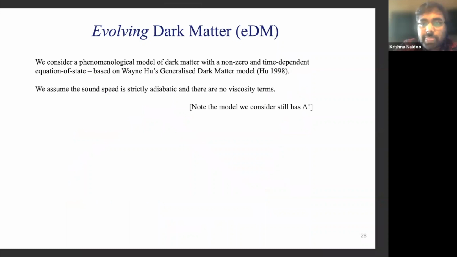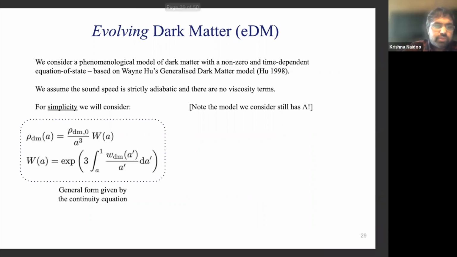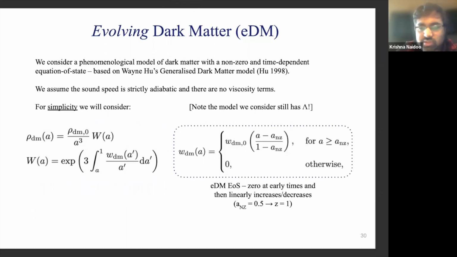Okay, so what we've been looking at is what I'm calling evolving dark matter, and this is a subset of Wayne Hu's generalized dark matter model. For simplicity, we're basically saying that dark matter's equation of state is non-zero, and we're not specifying why this is the case. We're just treating this completely phenomenologically. We're just assuming that it's 0 at early times, and at some redshift, it starts to increase or decrease.